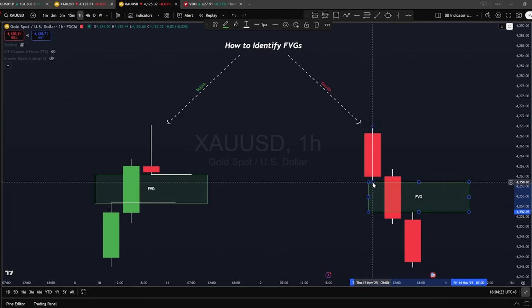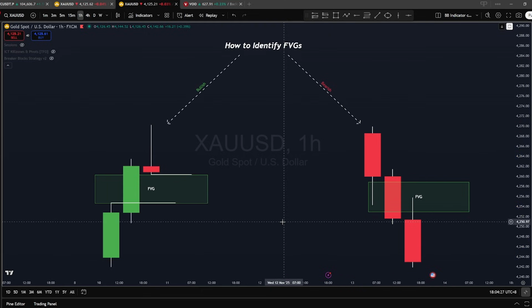The moment you see price action here create something like this, do you have a fair value gap? Yes or no? No, you do not, because there is no gap between the first candle's bottom wick and the third candle's top wick. Alright, so this is invalid. This is valid. You must see a gap.